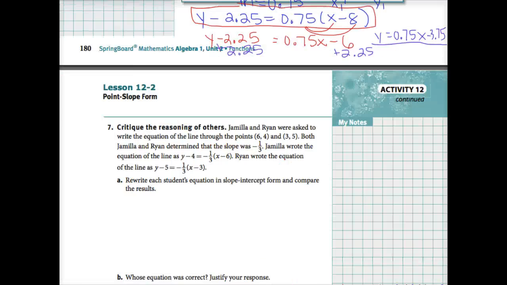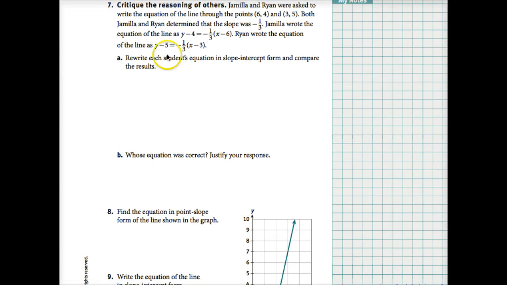All right. So moving on to the next page. Number 7. Jamila and Ryan were asked to write the equation of the line through the points 6, 4, and 3, 5. Both Jamila and Ryan determined that the slope was negative 1/3. Jamila wrote the equation of the line as y minus 4 equals negative 1/3 times x minus 6. Ryan wrote the equation of the line as y minus 5 equals negative 1/3 times x minus 3. So, rewrite each student's equation in slope-intercept form and compare the results.